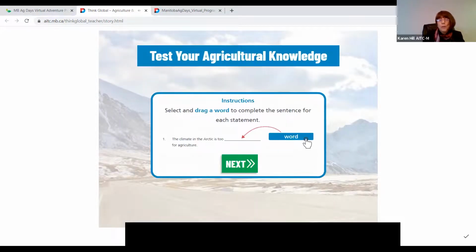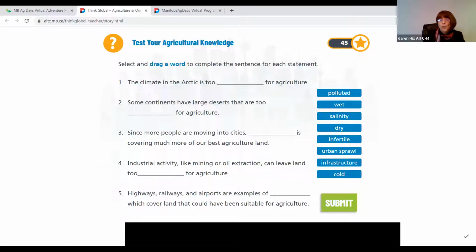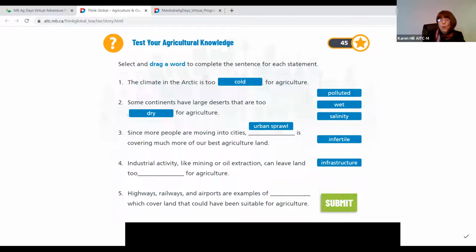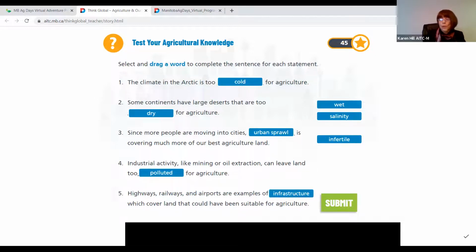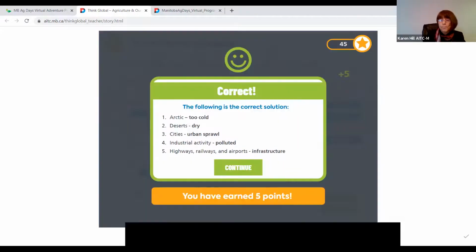And then we have a quick little fill in the blanks, test your knowledge. So the climate at Arctic is too cold for agriculture. The deserts are too dry. People moving into cities means that we have urban sprawl. Industrial activity can make land too polluted. And highways, railways, airports are examples of infrastructure that cover land that could be used for agriculture.